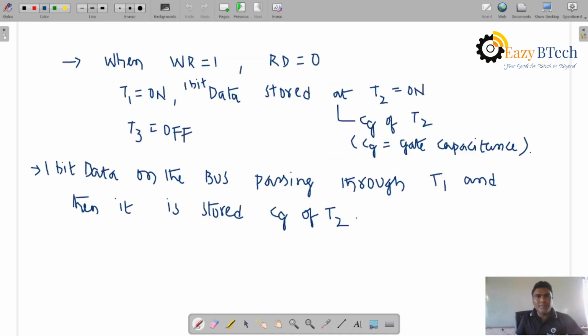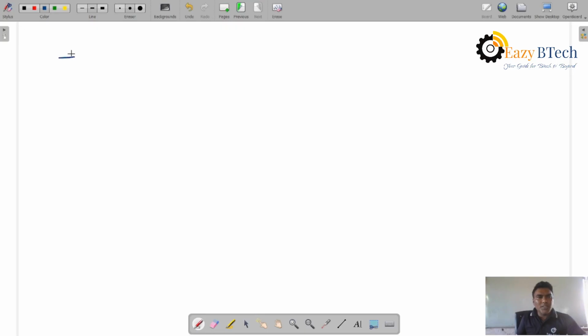Now the second condition. What is the second condition? Now RD is equal to 1 and WR is equal to 0. So after the write operation, if you want to read out the data, write operation is equal to 0 and read operation is equal to 1. Then what happens? Transistor T1 is off, and T3 is on.